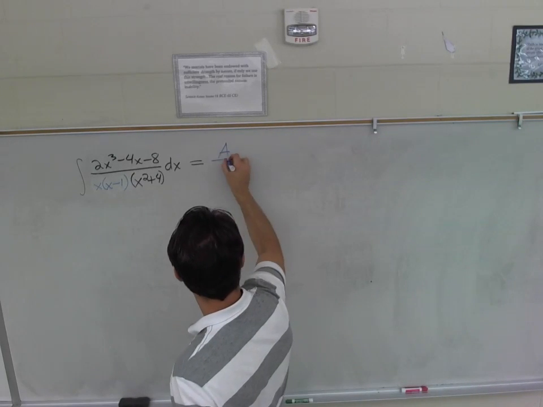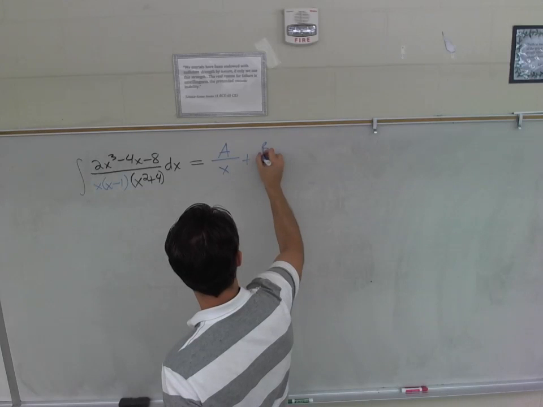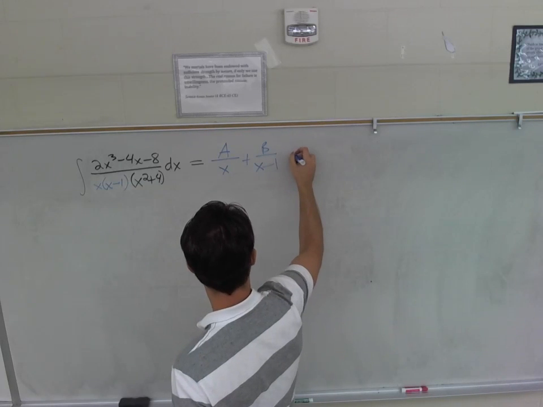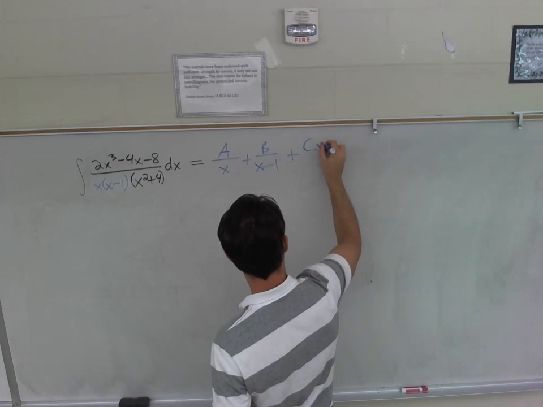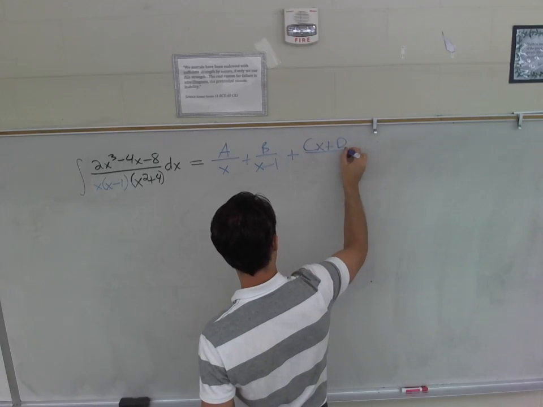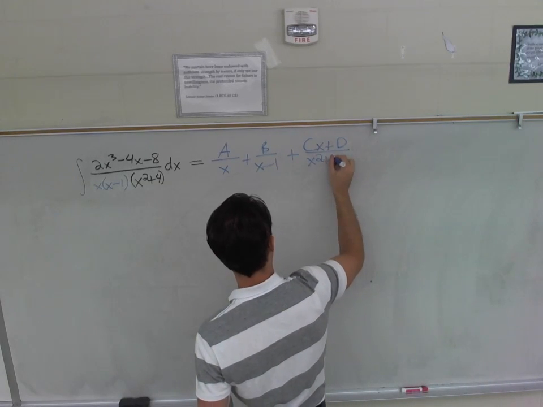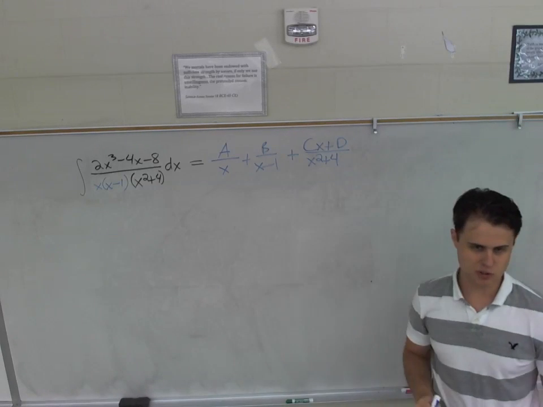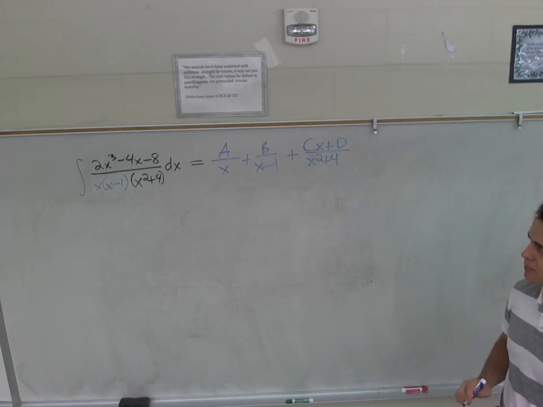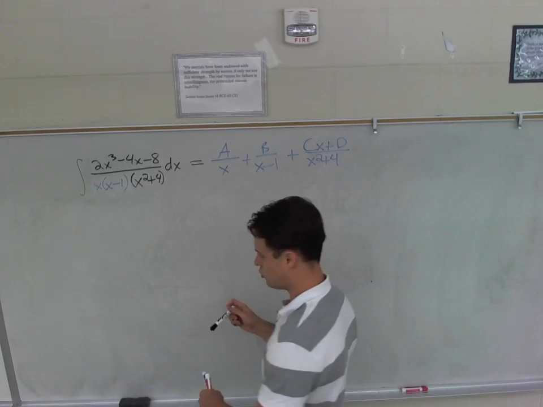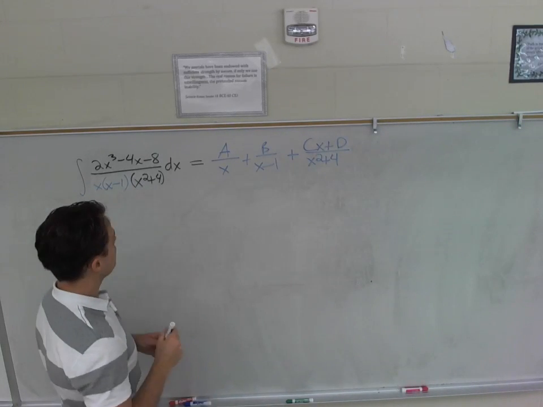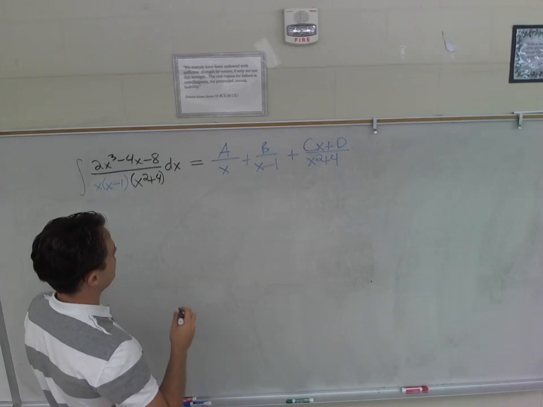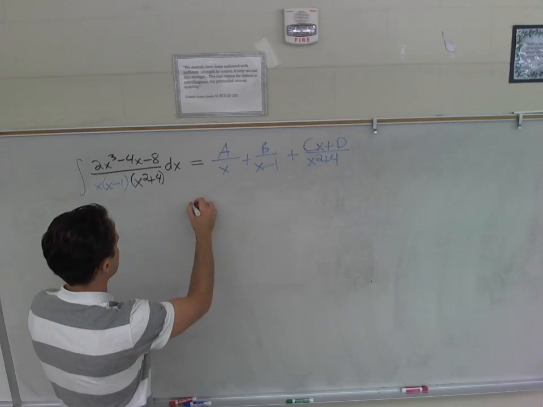A over x, plus B over x minus 1, and Cx plus D over x squared plus 4. We had no repeated factors, so we didn't have to worry about that this time. Okay? So then we're going to set up an equation we can solve for A, B, C, D. So it's going to be this.